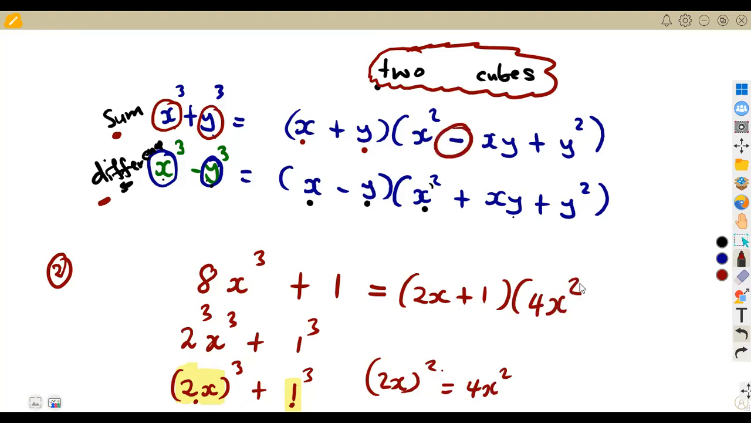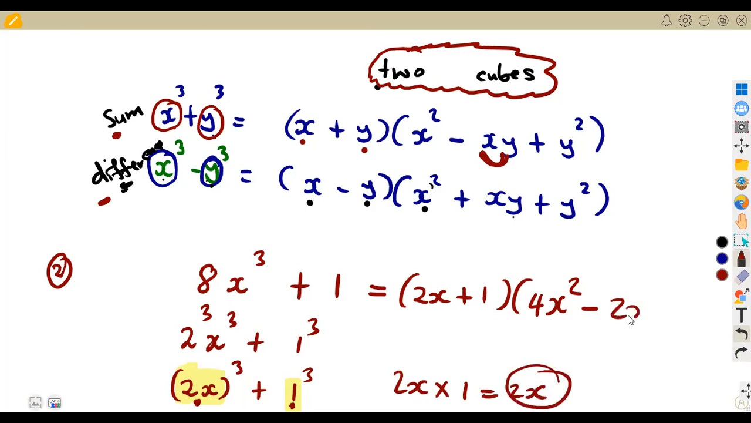Minus xy. So what does this part mean? X is the first, y is the last. So it's minus the product of first and last. 2x is our first, 1 is the last. So 2x times 1, which is 2x. So this will be minus 2x. That's what we have on this part.